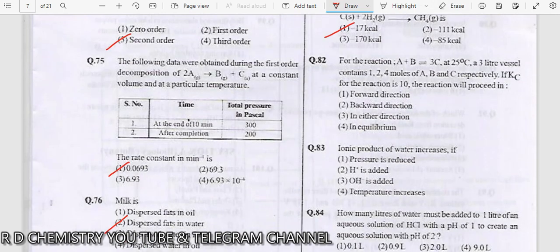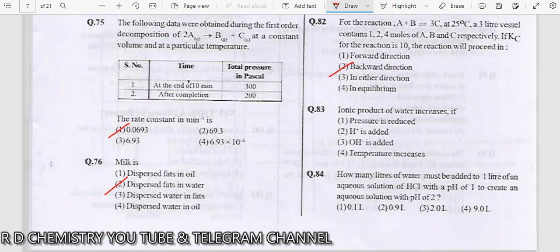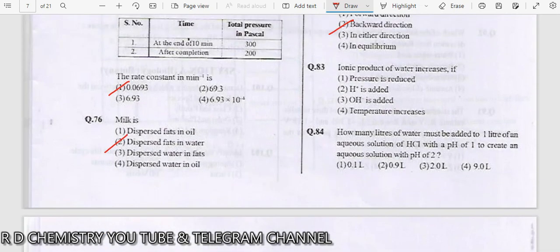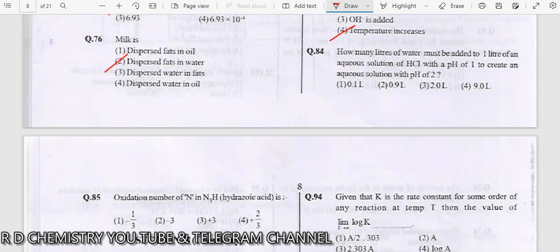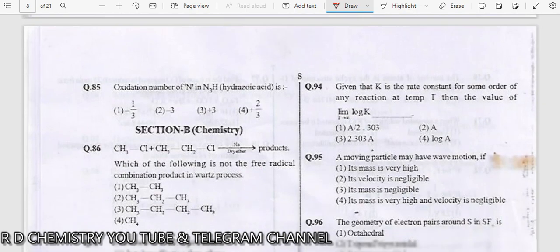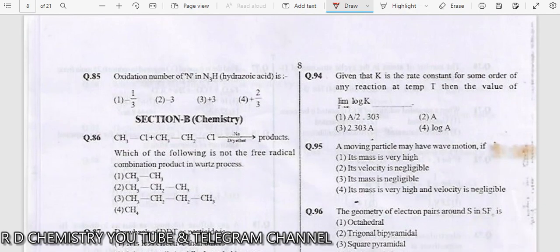Question number 82, this is about the equilibrium chapter. Answer is option number 2. Question number 83, ionic product of water, again from the equilibrium chapter. Option number 4 here. Question number 84, how many liters of water must be added? Ionic equilibrium. Answer is option number 4. Question number 85, from the redox reaction. Answer is option number 1.